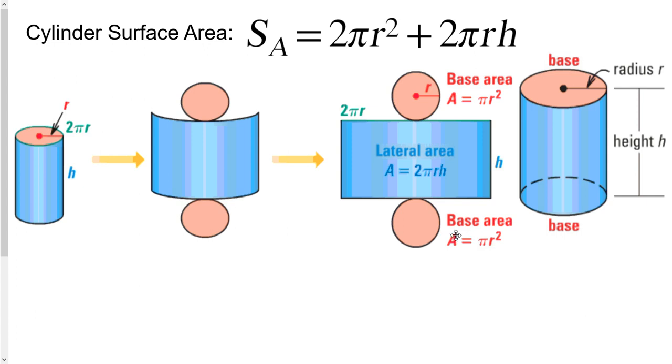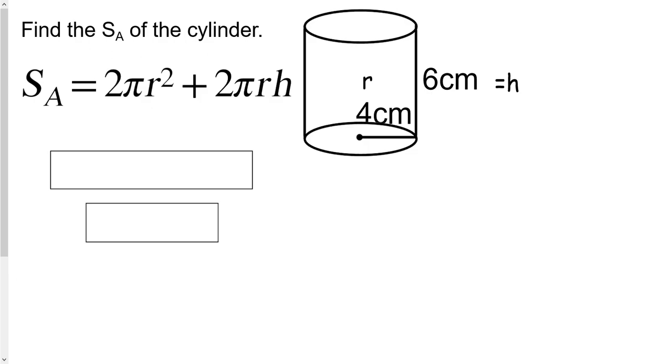Notice we have less labels. We just need radius, which again is from center to the side, and height. So radius and height. If they give us diameter, we need to divide by 2. So we'll talk about that when we run into that. First example, I have them labeled for you already.